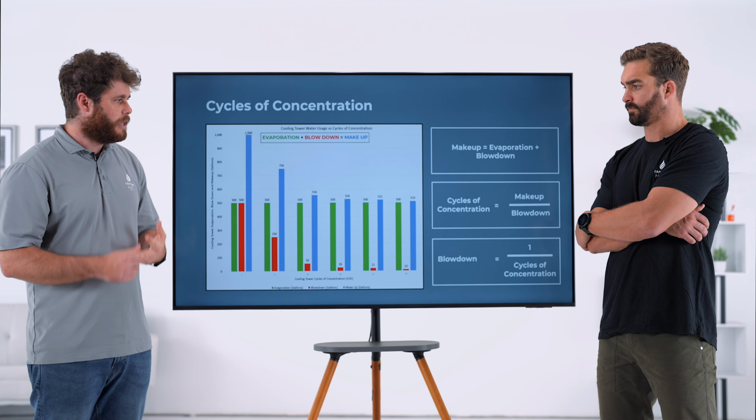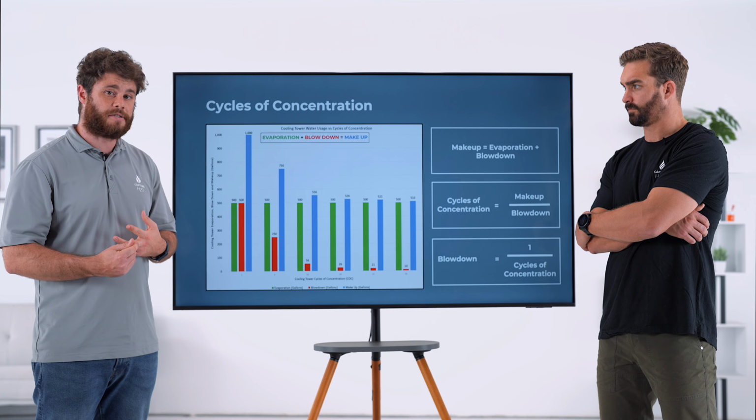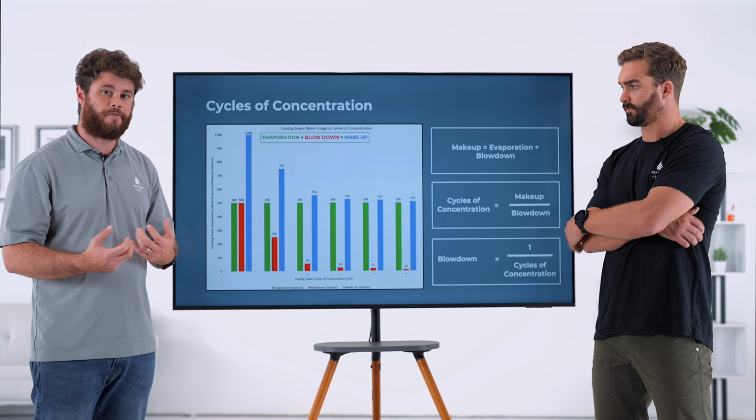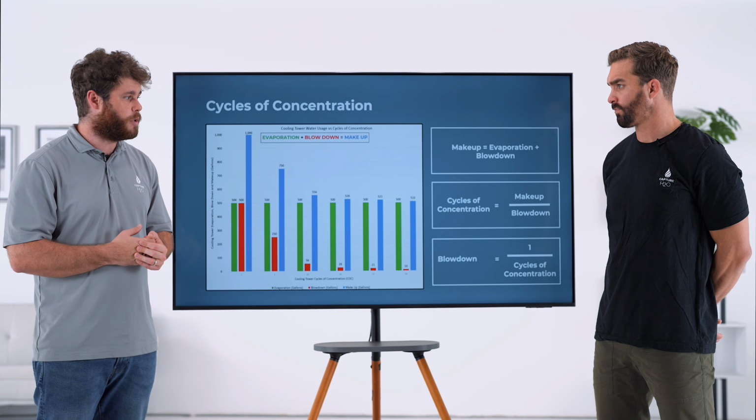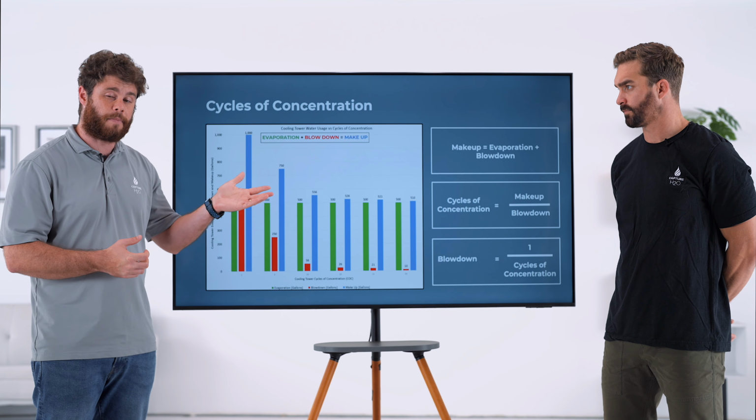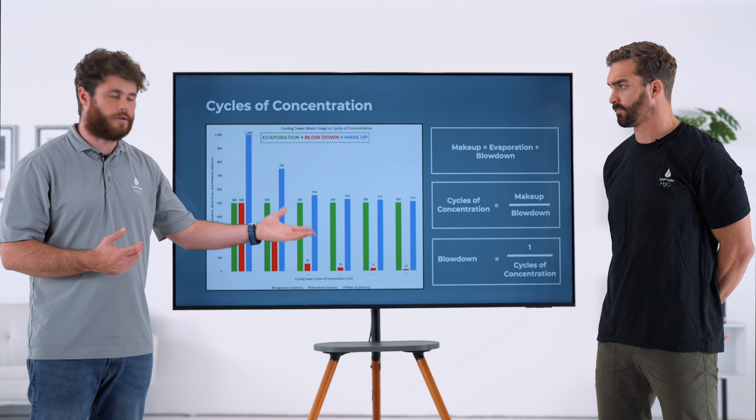Now, system of equations we like to refer to on the right side of this slide. The first we already talked about, your makeup is equal to your evaporation plus your blowdown, but the other two is where we start getting into cycles of concentration and relating those variables. Your cycles you can calculate a number of ways, one of which taking your makeup volume and dividing it by your blowdown volume, or what I find to be the easiest to communicate is your blowdown is the inverse of your cycles of concentration.